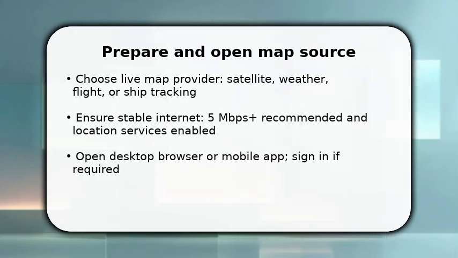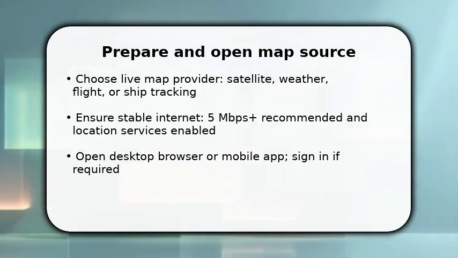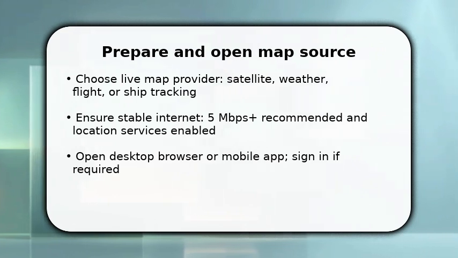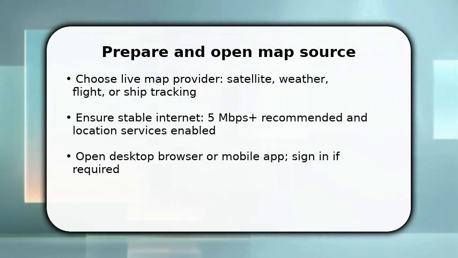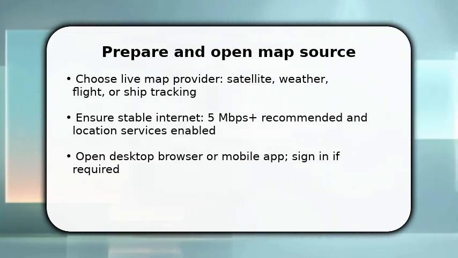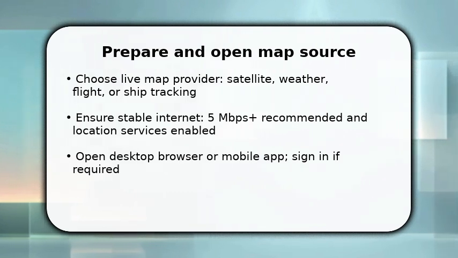You start by picking the live map type you need and opening the app or website. You need a stable internet connection and, if using mobile, allow location access so the map centers correctly. Once done, sign in only when necessary to unlock features like overlays or history. Make sure permissions for location and notifications are granted. This prevents prompts that interrupt your view.